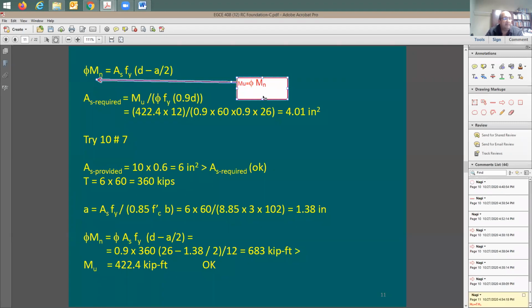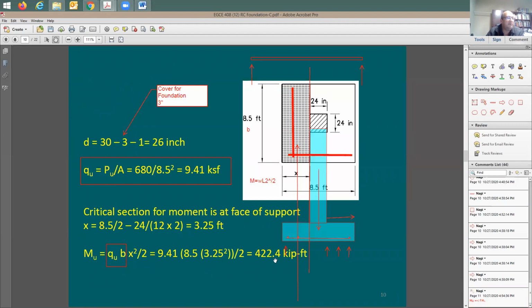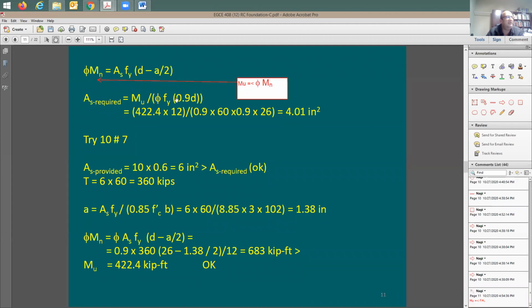So worst case, right? When M sub U is going to be equal to phi M n, you would like this phi M n to be larger than, I'm going to put here larger than or equal to M sub U. So worst case, if you just set them equal to each other. So I said, okay, let me take this out and put M sub U, because I have the numerical value for M sub U, 422.4. So exactly this is what happened.